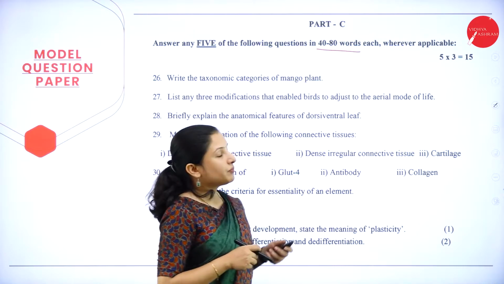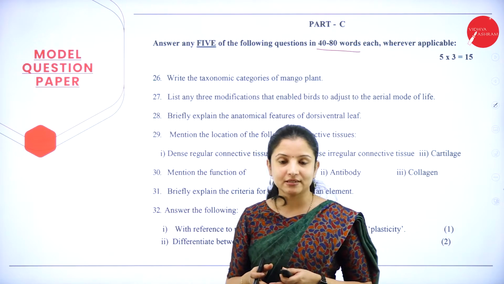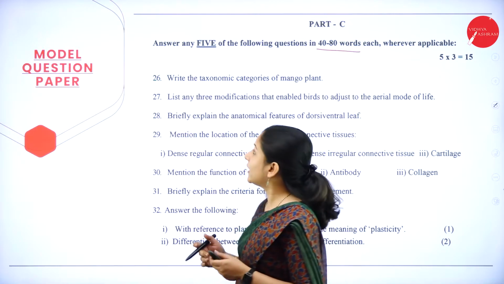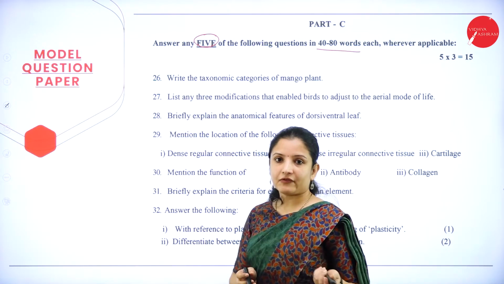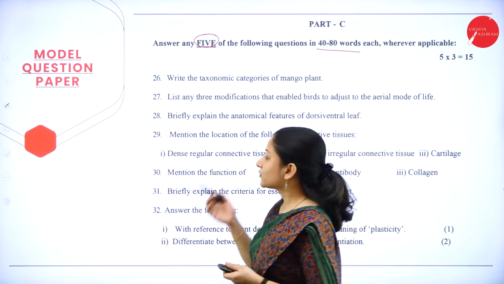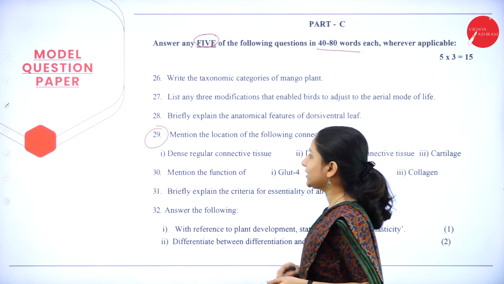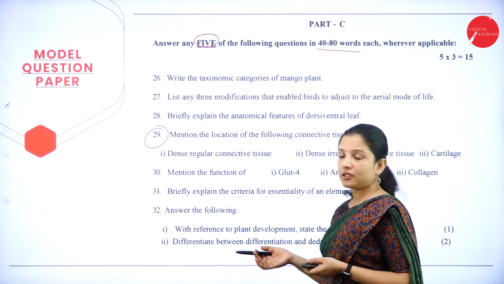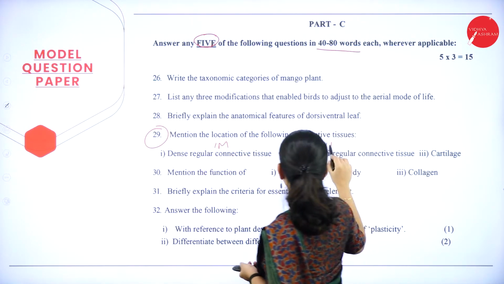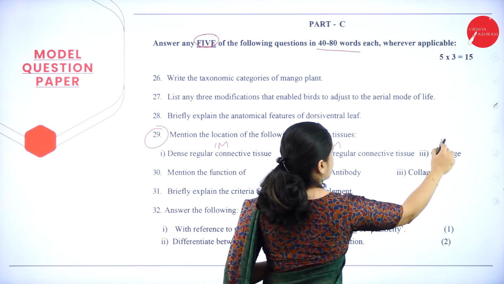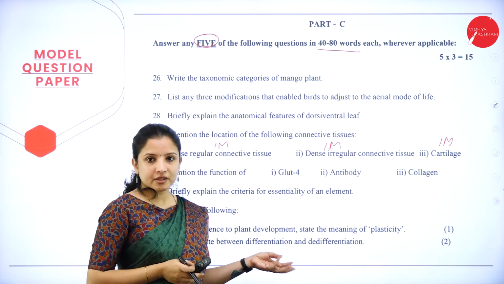Talking about part C, which consists of 3 mark questions, here also 10 questions are given, out of which you need to answer any 5. And if you have noticed, in 3 mark questions, say for example question number 29, what have they done? They have divided it into 1 mark, 1 mark and 1 mark questions. Like this they have divided, when the question was for 3 marks.